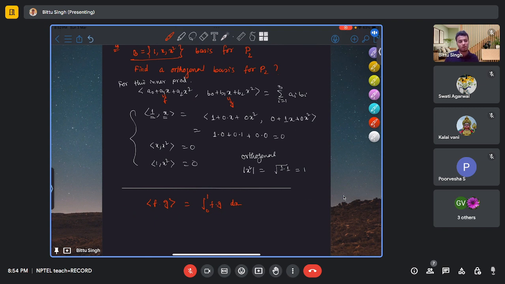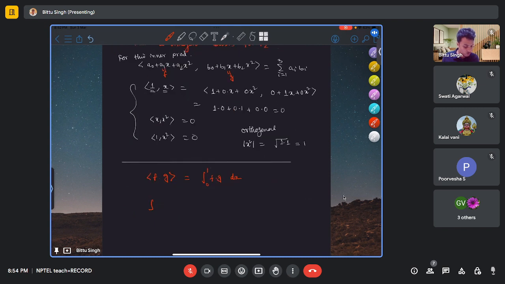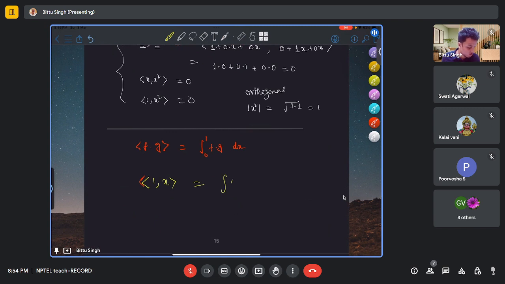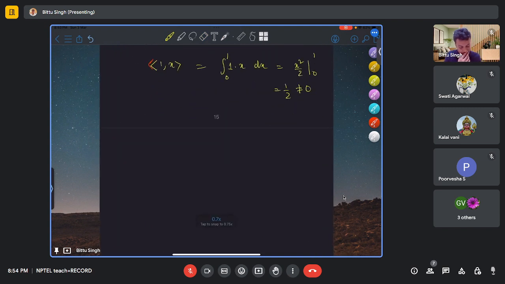So here we can use orthogonalization, because you can see that 1 and x are now not orthogonal. If you take the inner product of 1 and x, it will be the integral of 1 times x dx from 0 to 1. And this is x squared by 2, which is half, non-zero. So we can see those are now not orthogonal vectors. So the orthogonalization is given by Gram-Schmidt.